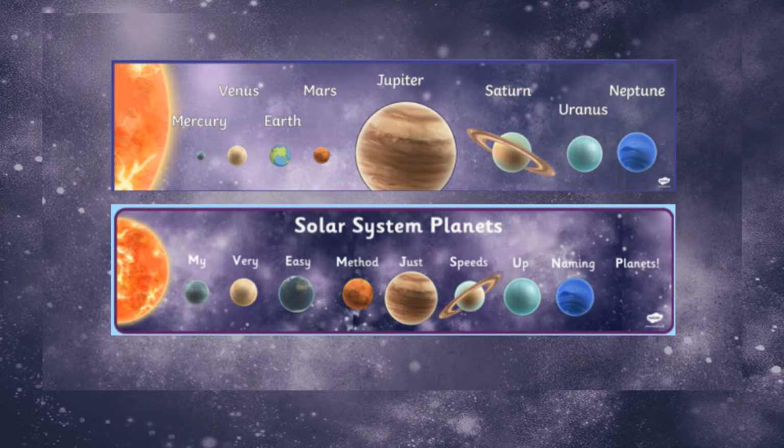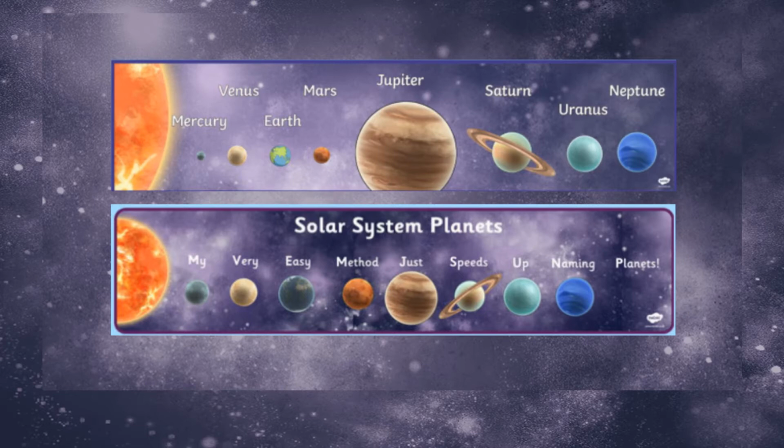So although they are in a straight line here, they are very, very rarely all lined up perfectly like this. They are off on their journeys in their orbits around the Sun. But we have Mercury, followed by Venus, Earth, Mars, Jupiter, huge planet, Saturn, Uranus, and Neptune.